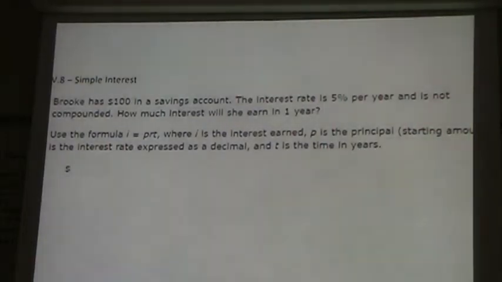Here we are, Finance Fundamentals 7, talking about simple interest. You're definitely going to want a calculator for this, so if you don't have one, use your cell phone, or you could use the calculator on your Chromebook.